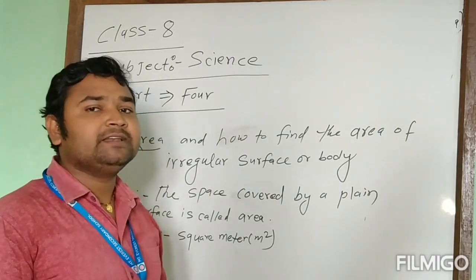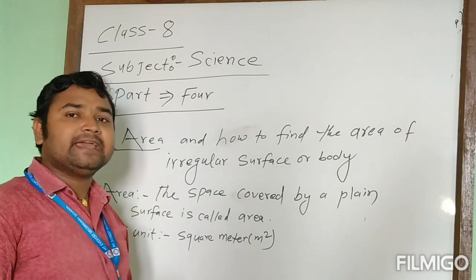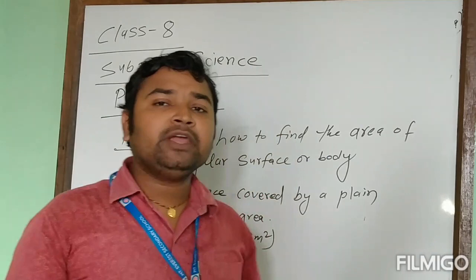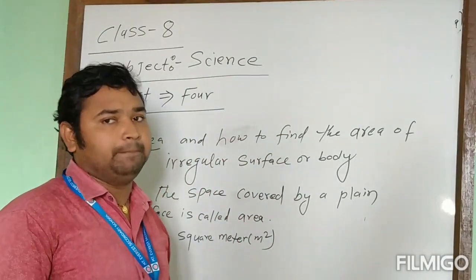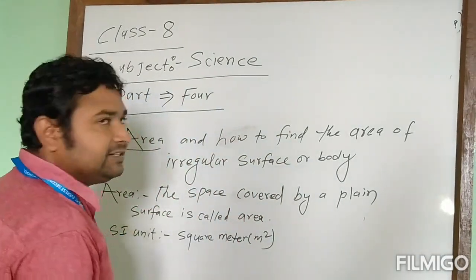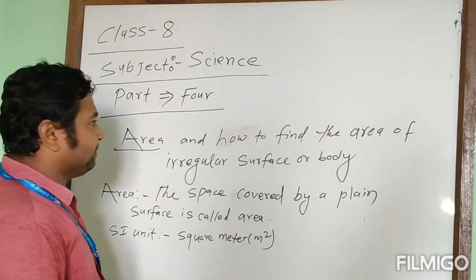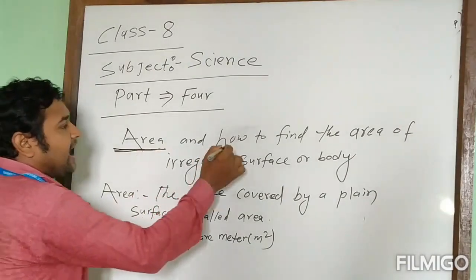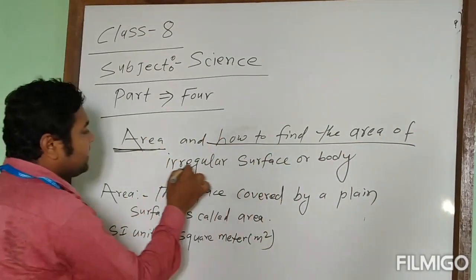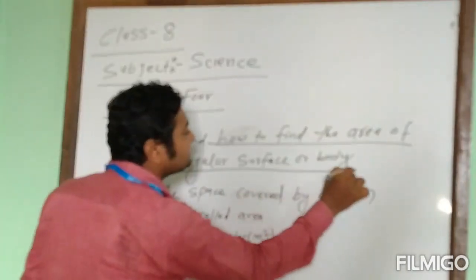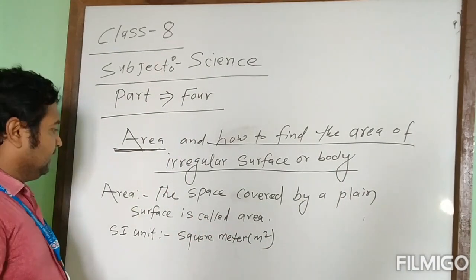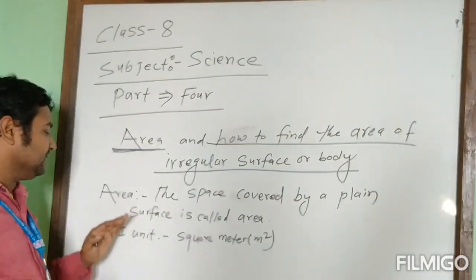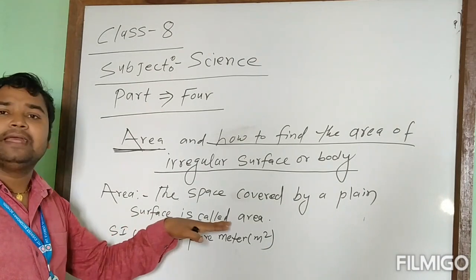Today, once again, I will teach you about area and how to calculate the area of regular and irregular bodies. So now let's talk about area. Area means the space covered by a plane surface. That is called area.